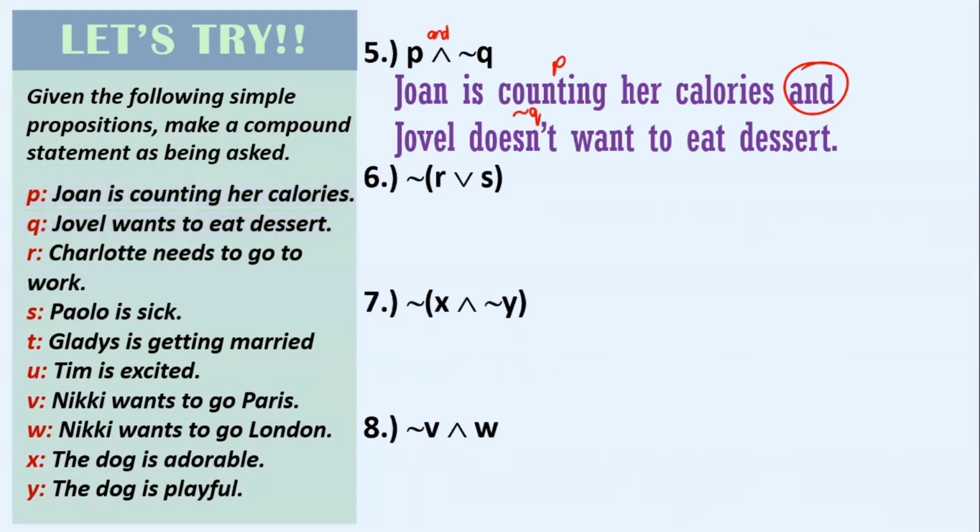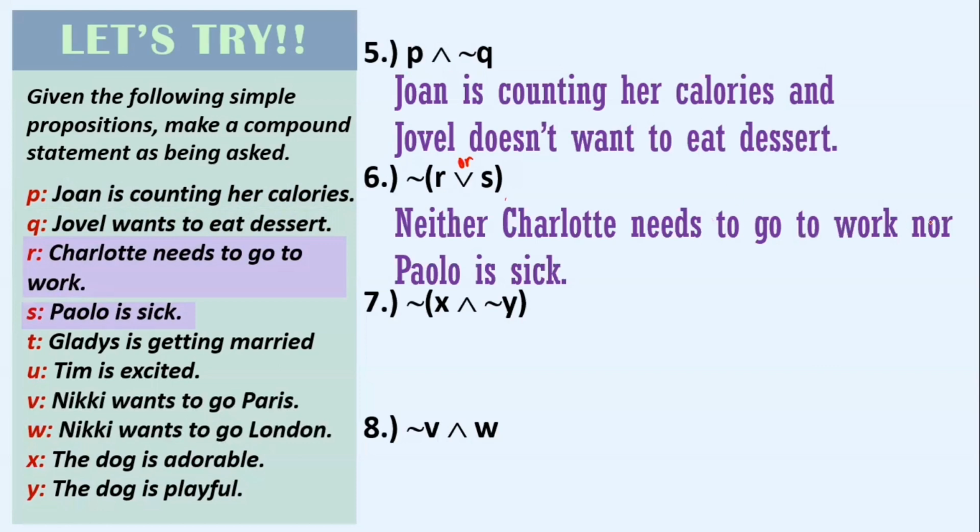Next, number 6. The whole statement is negated, and the compound proposition uses "or": R or S. So it can be "neither Charlotte needs to go to work nor Paolo is sick." What's inside the parentheses is R or S: Charlotte needs to go to work or Paolo is sick. Since the whole compound proposition is negated, we use "neither...nor." So we have: neither Charlotte needs to go to work nor Paolo is sick.